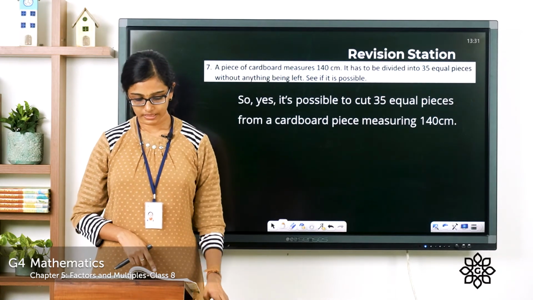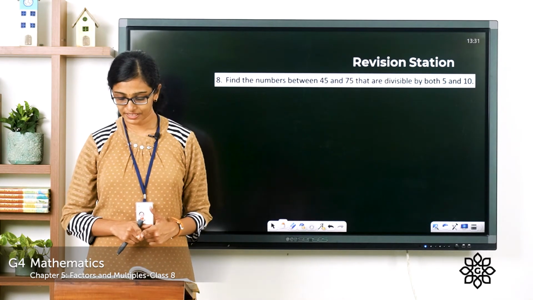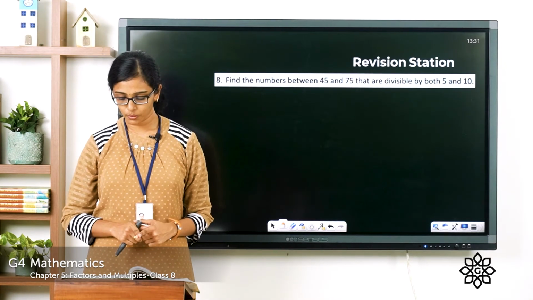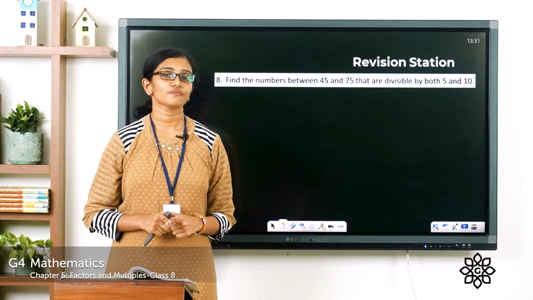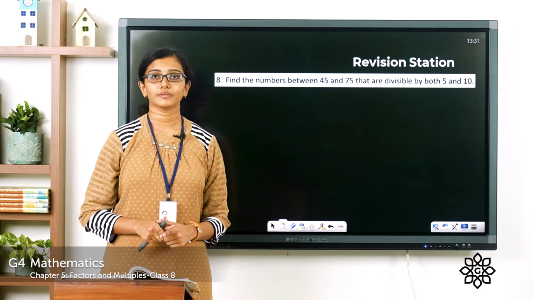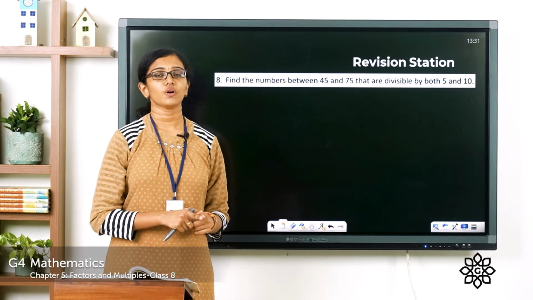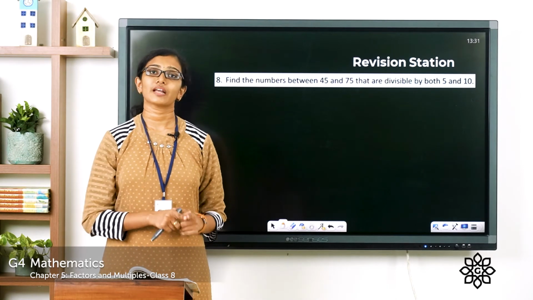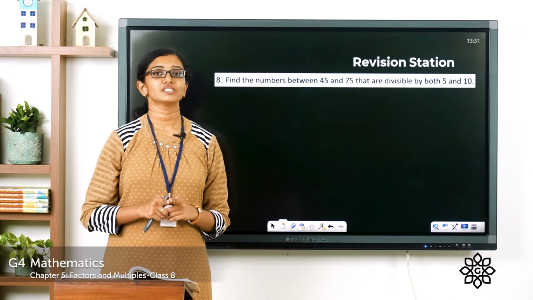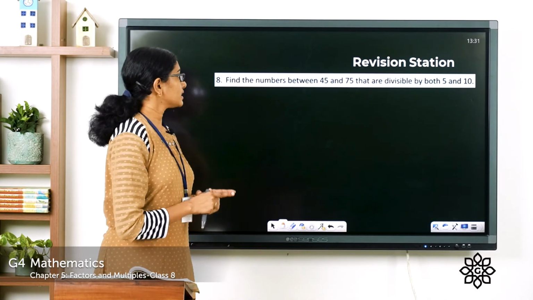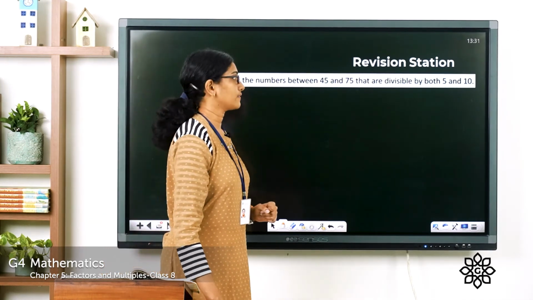Now, let's see the next question. Find the numbers between 45 and 75 that are divisible by both 5 and 10. So, we have learned the divisibility rules of 5 and 10. For a number to be divisible by 5, the ones digit should either be 5 or 0. And for a number to be divisible by 10, the ones digit should be 0, right?